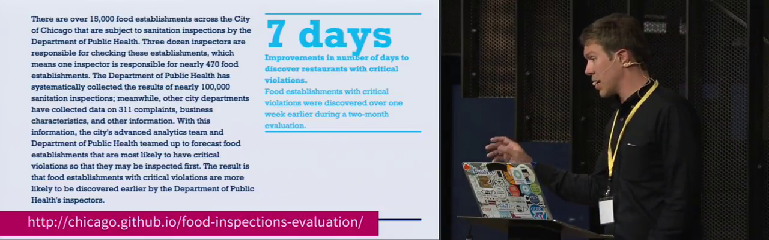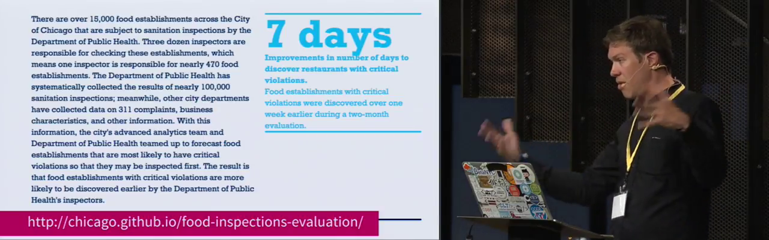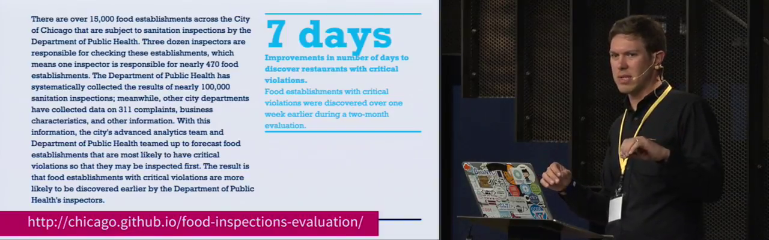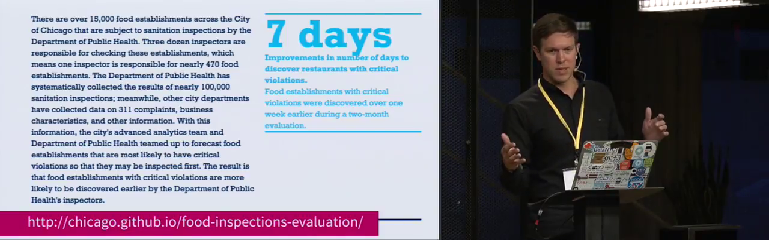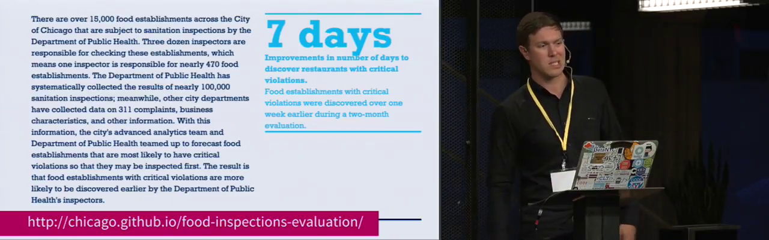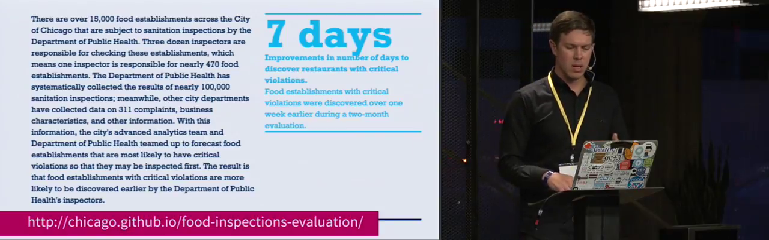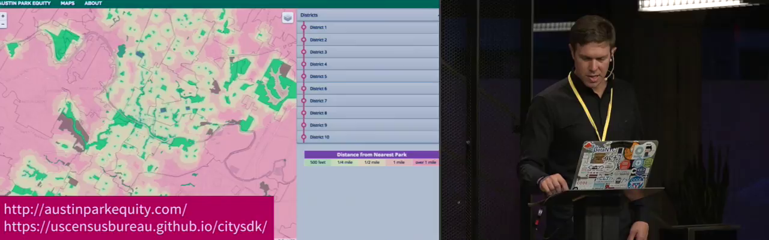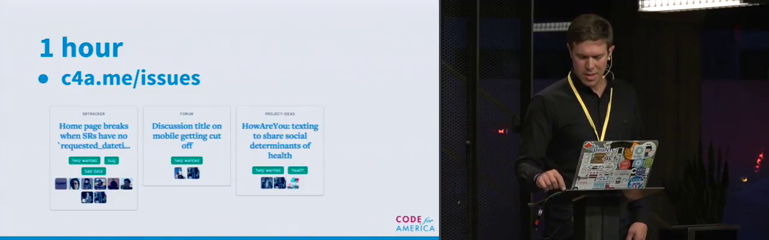This one is cool. The Chicago Health Department put out everything that they had and sort of their best guess about how they find dirty restaurants. And they put it out to the group, and the volunteer group was able to improve how quickly they find dirty restaurants by 7 days, just by clear data science and a lot of different techniques. Lots of stuff in here. Please come check it out.